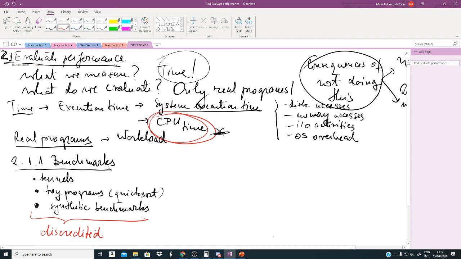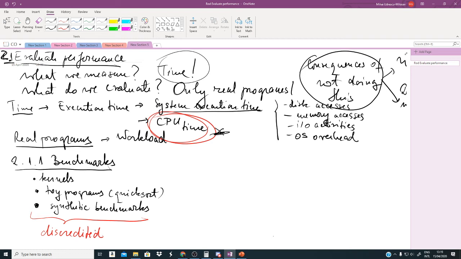And it is the same thing with measuring anything other than time for performance. All these parameters or metrics which do not involve time are discredited today. So the thing with these benchmarks is that, okay, you have a benchmark, but this is not representative, although it's a real program.